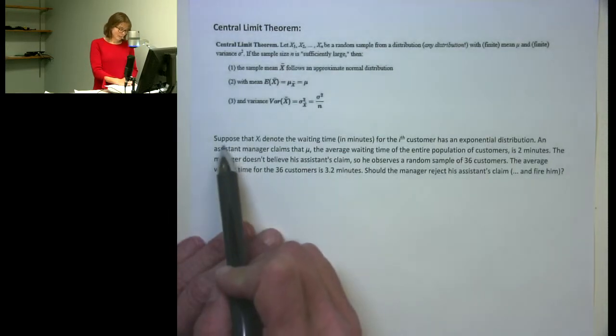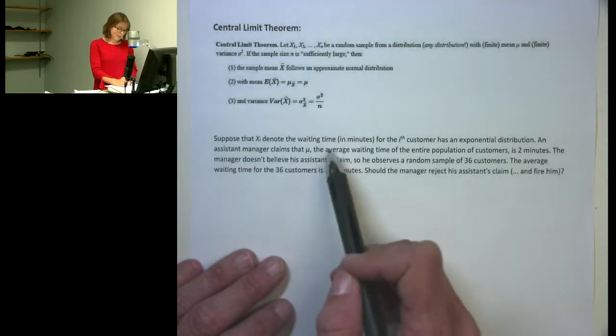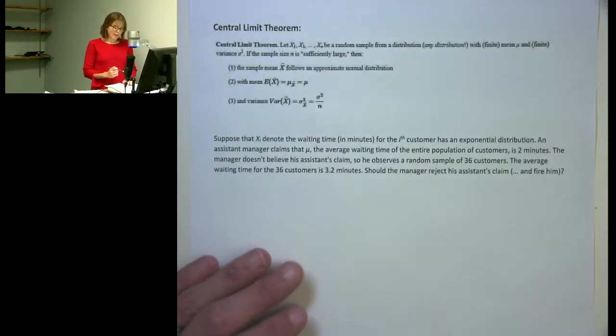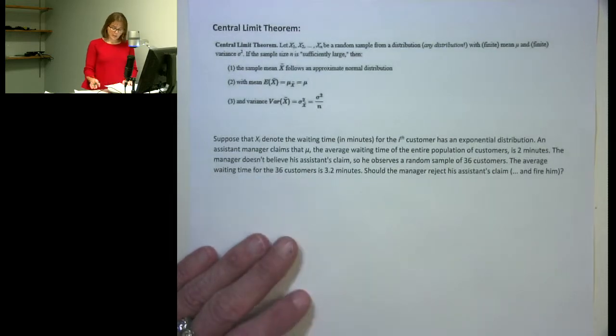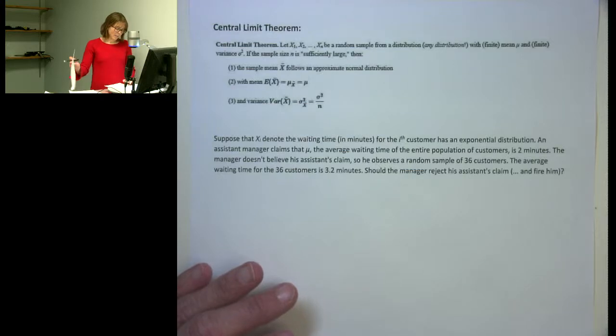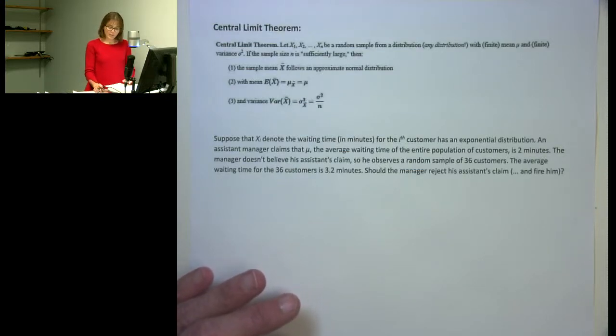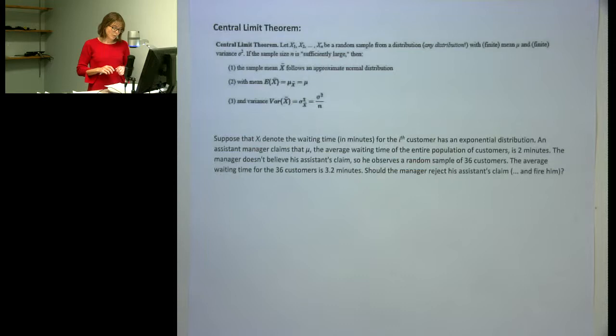All right, let's solve a problem. Suppose that Xi denotes the waiting time in minutes for the ith customer, and that has an exponential distribution. An assistant manager claims that the mean waiting time, mu, for the entire population of customers is 2 minutes, and the manager doesn't believe that claim. So he observes a random sample of 36 customers and finds that the average waiting time is 3.2 minutes. We want to decide whether the manager should reject the assistant's claim and fire him.